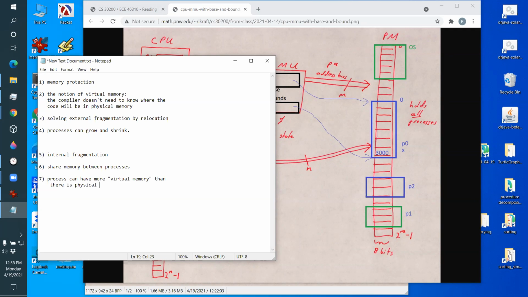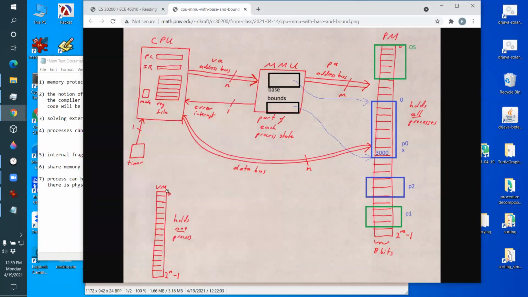Can a process have more virtual memory than there is physical memory? We'd like to have a system where, suppose you have 8 gigabytes of physical memory, but a process wants 20 gigabytes of memory. Can you do it? Can a process think its virtual memory space is actually larger than the physical memory space? The answer is we would like to be able to do that. We'll see how to do that.